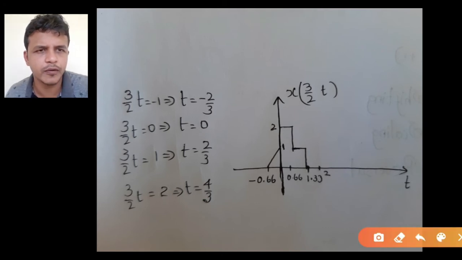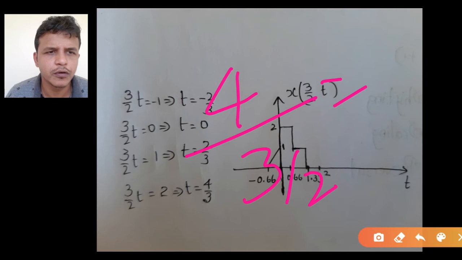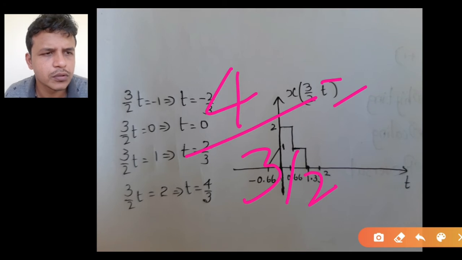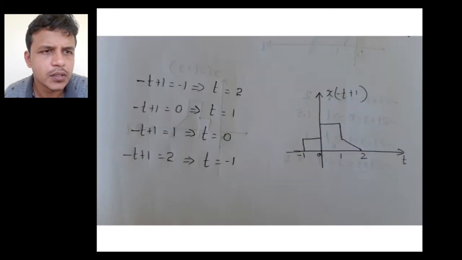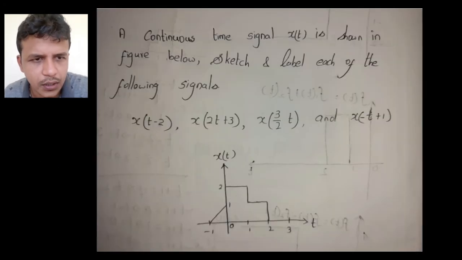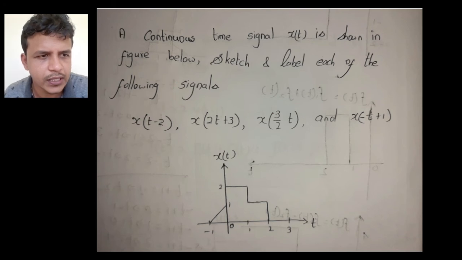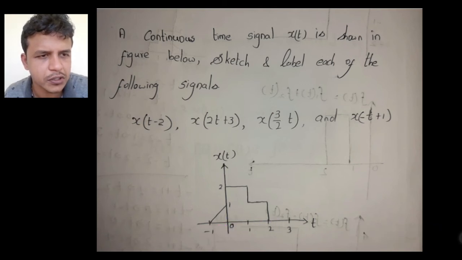Actually here we have to perform 4 divided by 3 by 2, so we have to divide, right? Just a minute. So what is the duration of x of t here? x of t is 1, 2, 3, it is 3, not 4. I made a mistake. Here from -1 to 0, it is 1 unit, from 0 to 1 another 1 unit, from 1 to 2 another 1, so totally 3 units, not 4 units.